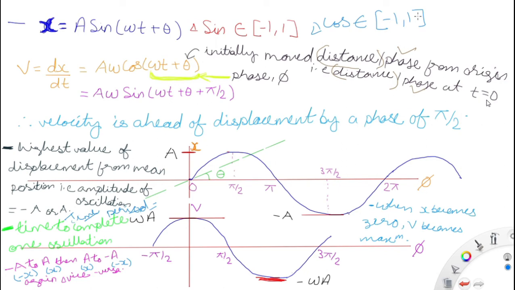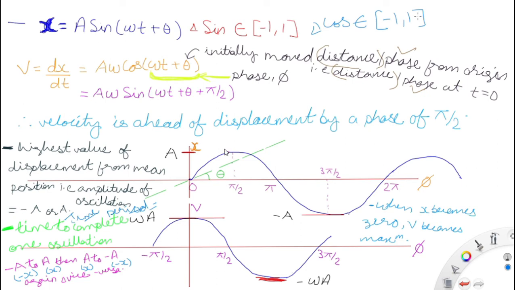Now, as you can see, the sinusoidal curve and the cosine curve. This is the velocity curve, which is a cosine curve, and this is the displacement curve, which is a sine curve. Looking at the sine function from 0 to pi, pi to 2 pi, the displacement is maximum at the pi by 2 phase.